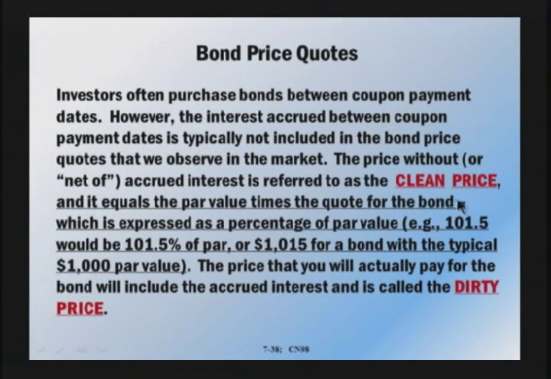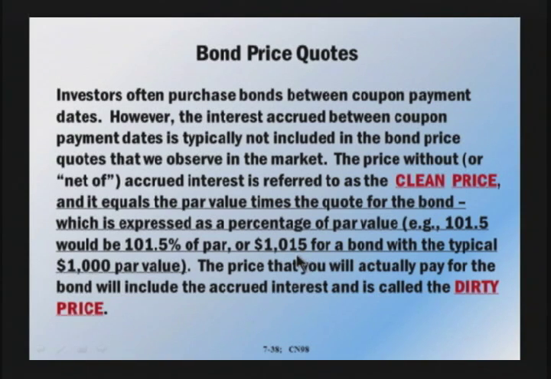So basically the approach we've been taking is what's called the clean price. We assumed that a bond was trading hands on a coupon payment date. Now, bonds are quoted as a percentage of their par value. So if I see a bond quoted as 101.5, that means 101.5% of the bond's par value. So for the typical bond with a $1,000 par value, that bond would sell for $1,015.